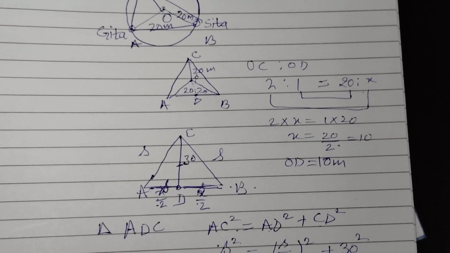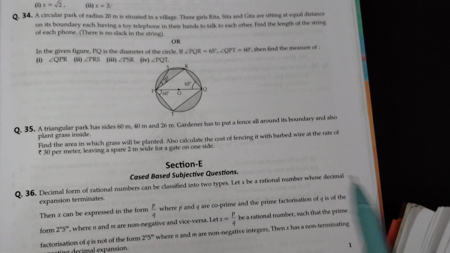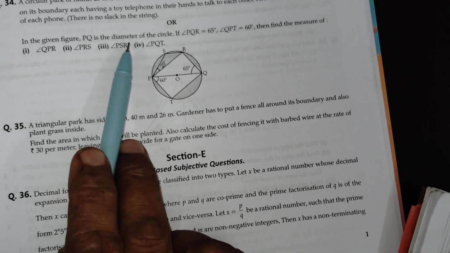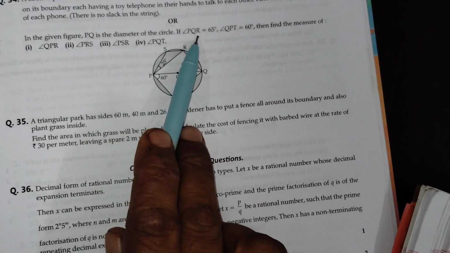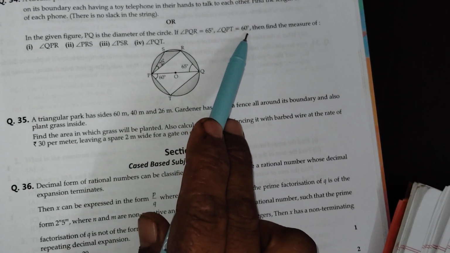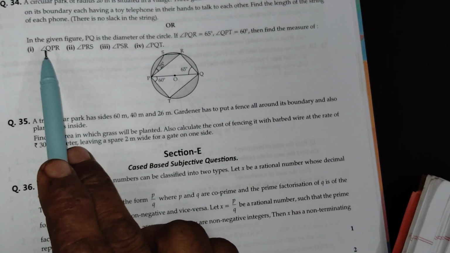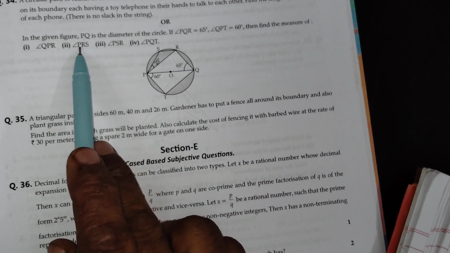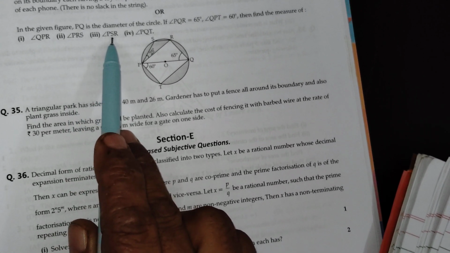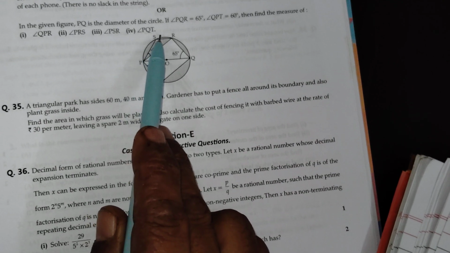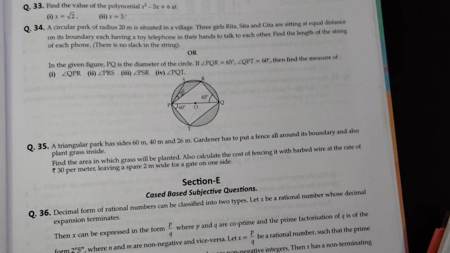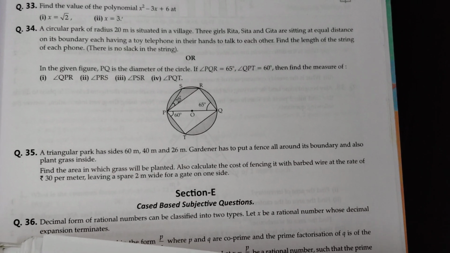Next question is a choice question. The question is, in the given figure, PQ is the diameter of the circle. Angle PQR is 65 degrees. Angle QPT is 60 degrees. Then find the measure of angle QPR. The second question is angle PRS. Third, angle PSR. Fourth, angle PQT. These 4 answers we have to find out from the given figure. Let us see the solution.